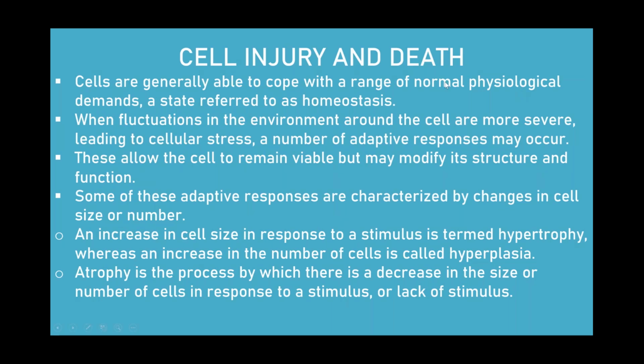What is meant by cell injury and cell death? Cells are generally able to cope with the range of normal physiological demand, a state referred to as homeostasis. When the fluctuations in the environment around the cell are more severe, this leads to cellular stress, and a number of adaptive responses may occur.